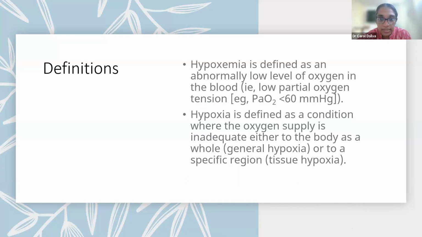So hypoxia is basically a condition where the oxygen supply to your body is inadequate, either the whole body or a specific region. So that's general hypoxia or regional hypoxia. Hypoxemia is one of the causes of hypoxia, but even if the oxygen pressure is normal, the tissues can be hypoxic. And where are these conditions? We will elaborate in further slides.